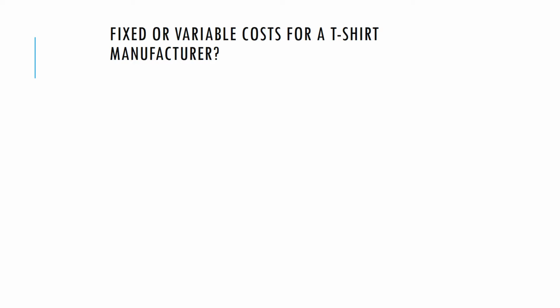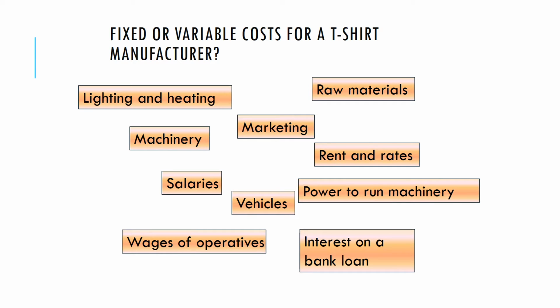Now let's have a look at, or have a go at categorizing fixed and variable costs. Let's imagine a scenario for a t-shirt manufacturer. What I'd like you to do is pause the video in a minute and decide which of these are fixed costs and which of these are variable costs. Are there any categories there that you think might be a little bit of both?